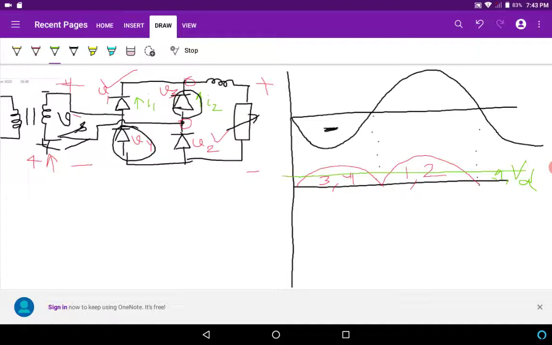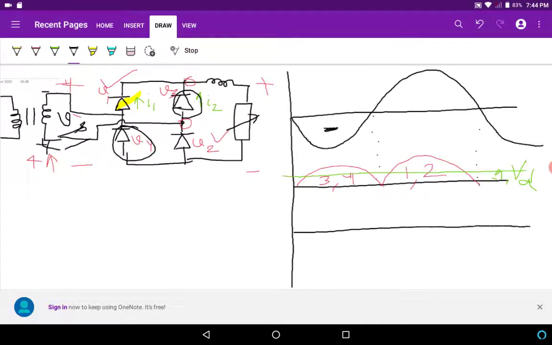What is the voltage appearing across a valve when it is off? If you consider any valve, say valve V1, the first valve, during the off condition this valve will be subjected to reverse voltage. How much reverse voltage? During the off condition, it will be subjected to the reverse voltage of Vm, where Vm is the maximum voltage on the secondary side.